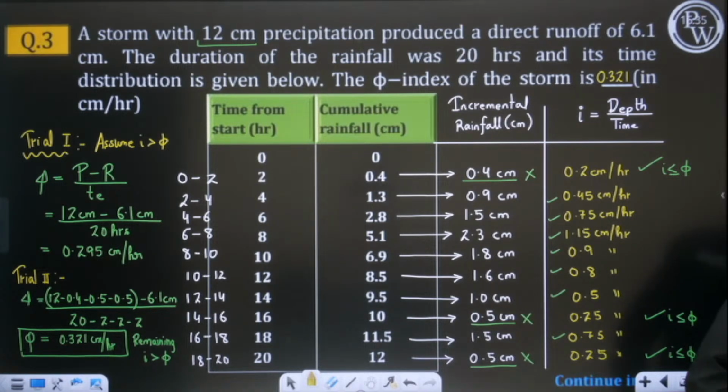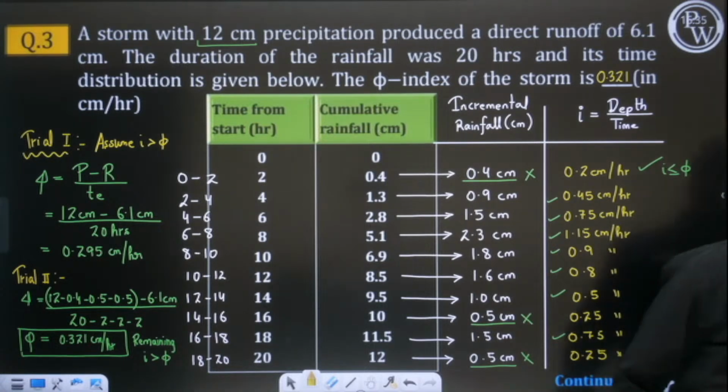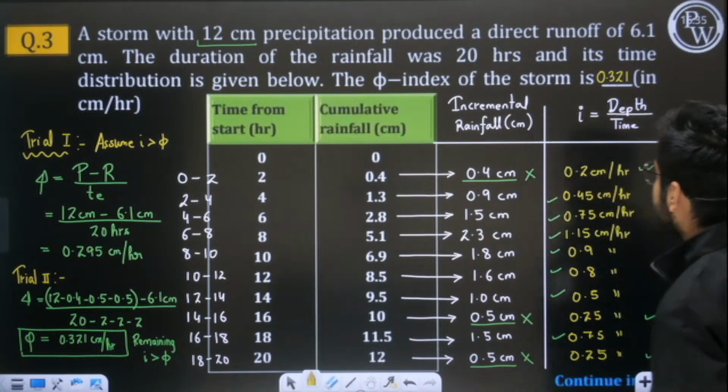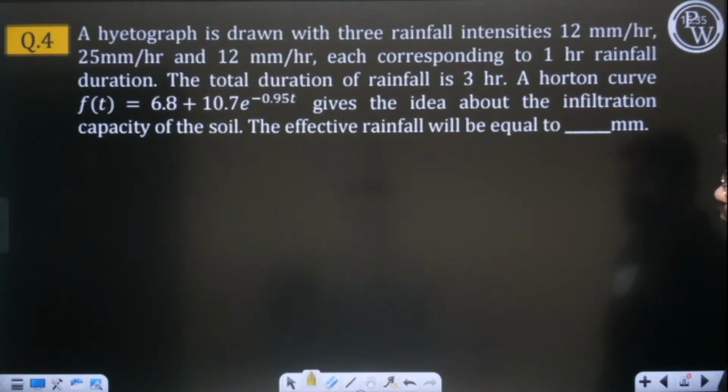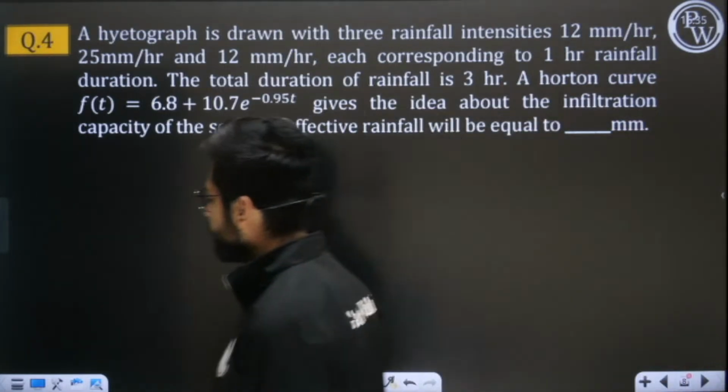Now we'll move on to the next one. Okay. So this is our third question. Now, question number 4.